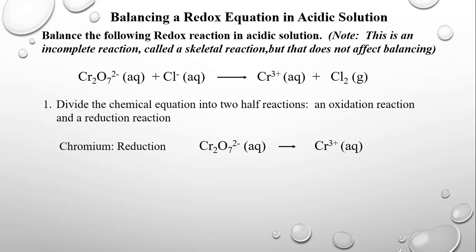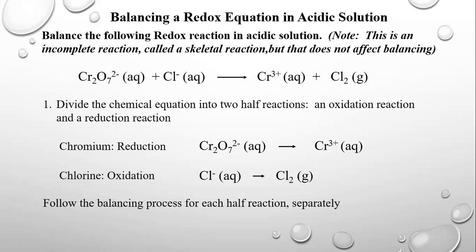Okay, now we're going to do the oxidation, and that's the one with the chlorines in it. So chloride produces Cl2. All right, so straightforward enough. You just match up the Cl and the Cl and the Cr and the Cr to do this. So follow the balancing process for each half reaction separately. So we're going to take the first one, the chromium reaction, first.